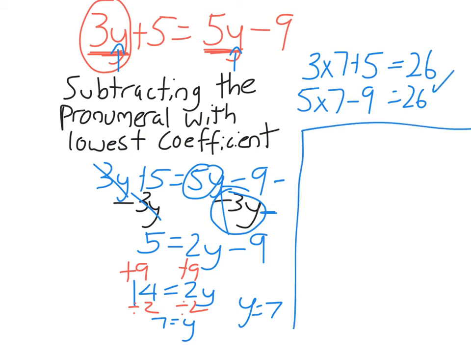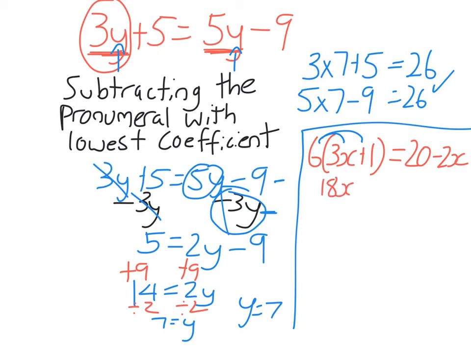Now, if you have pronumeral on both sides and brackets, you need to expand the brackets first. Okay, so let's try a question like this. Let's say I've got 6 times (3x plus 1) equals 20 minus 2x. I've got brackets, so I need to expand them first to help me get x to one spot. So 6 times 3x just gives me 18x. 6 times positive 1 is 6. I haven't done anything to the right-hand side.